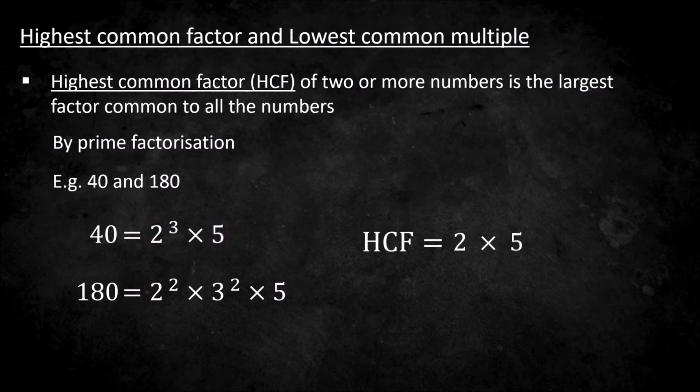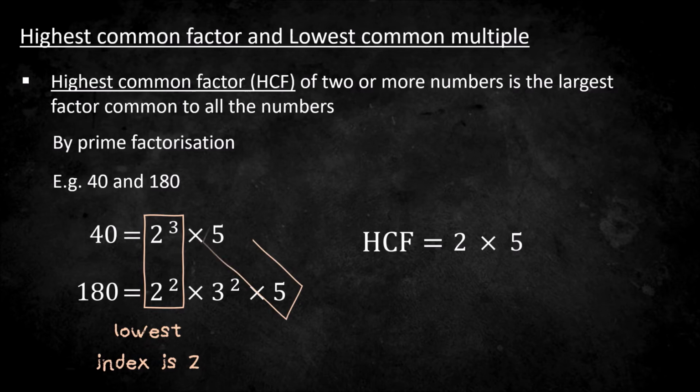Next, identify the lowest index for each of the prime factors. In the example, the lowest index for the prime factor 2 is 2 and the lowest index for the prime factor 5 is 1. The highest common factor is the product of each of the common prime factors with the lowest index.